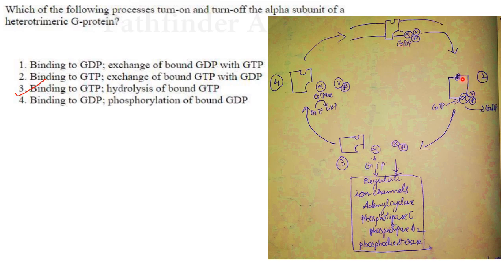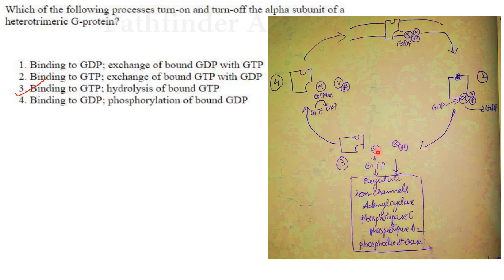Now once the receptor is bound by the ligand, the trimeric protein gets attached to the receptor. And the GDP will be replaced by GTP in the alpha subunit. Once it gets bound to GTP, alpha subunit detaches from the receptor and it will also dissociate from the gamma and beta subunits.